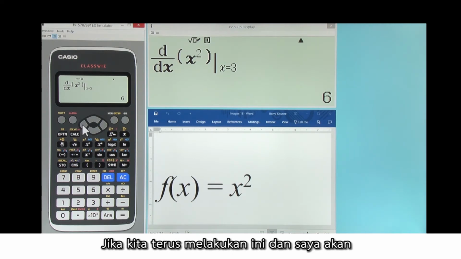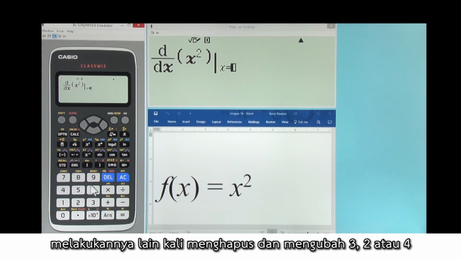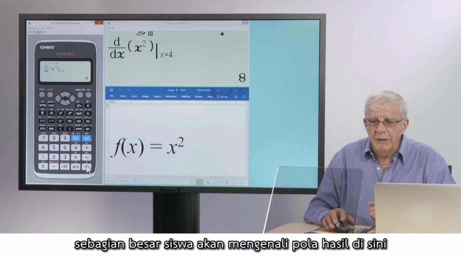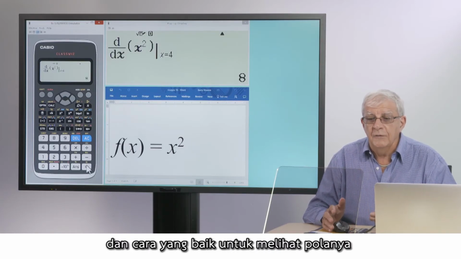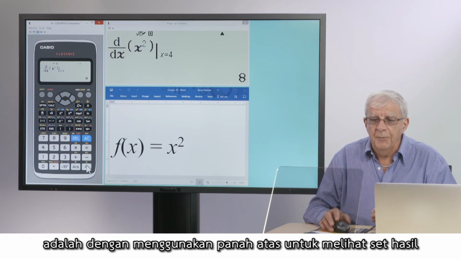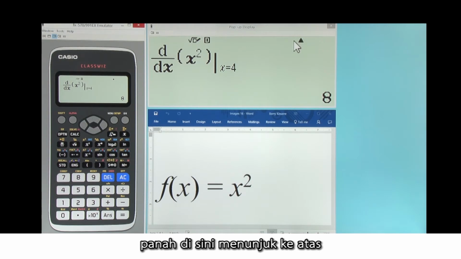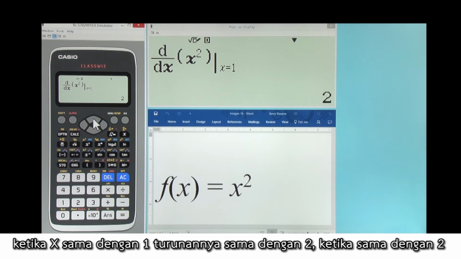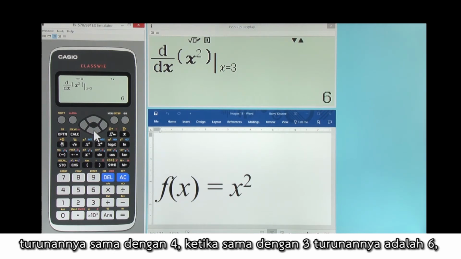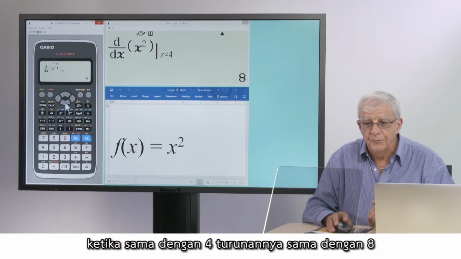If we continue doing this, and I'll do it another time, delete and change the 3 to a 4, most students will recognise a pattern of results here. And a good way to see the pattern is to use the up arrow to see the set of results. Let's do that now. You can see the arrow here is pointing upwards. So there was the first one. When x was 1, the derivative was 2. When it's 2, it's 4. When it's 3, it's 6. When it's 4, it's 8.